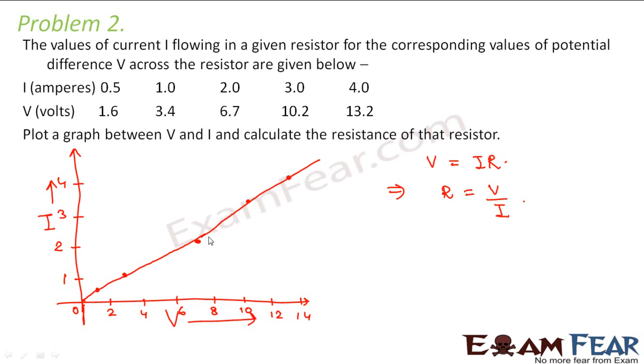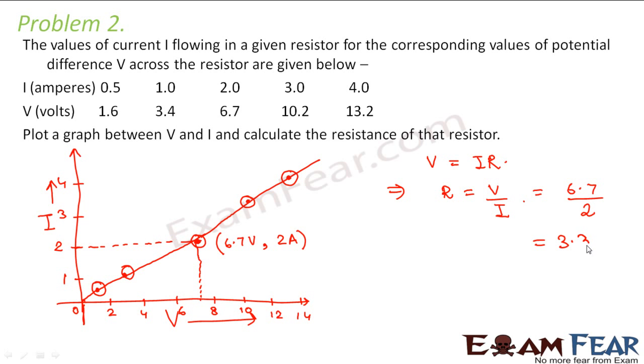So looking at this graph, you can take any of these points. There are a total of 5 points. Let us suppose I take this point. What are the values of current and voltage here? For this point the voltage is 6.7 volts and current is 2 amperes. So if we take these values, that is 6.7 and current is 2, the value of resistance comes out to be 3.3 ohms. So this would be the value of the resistance.